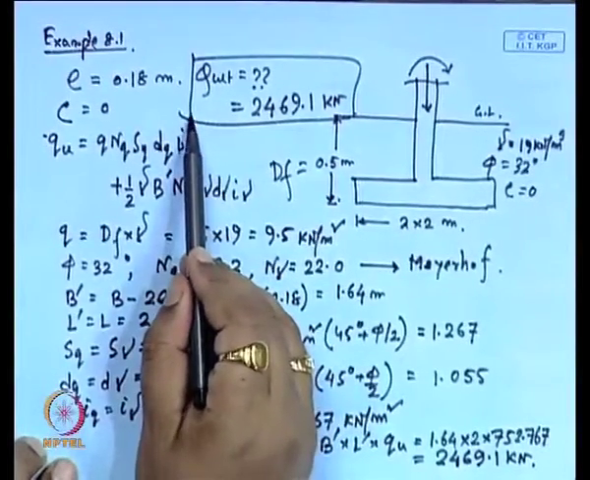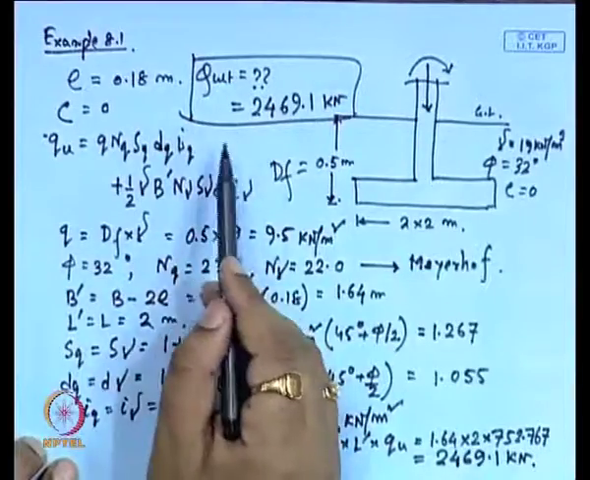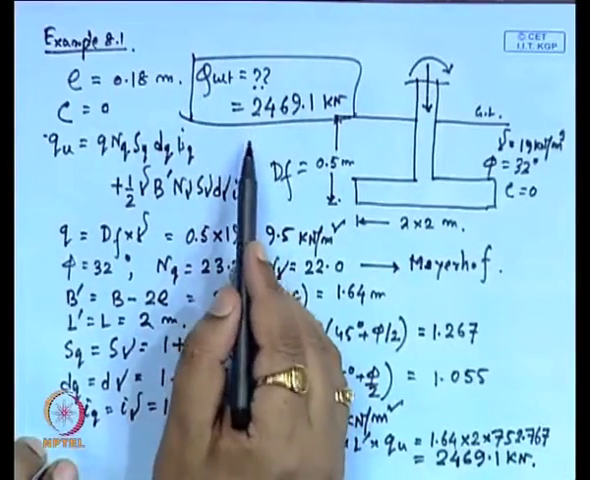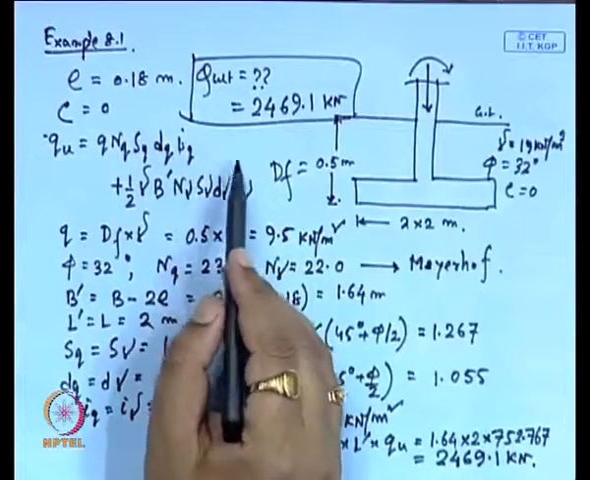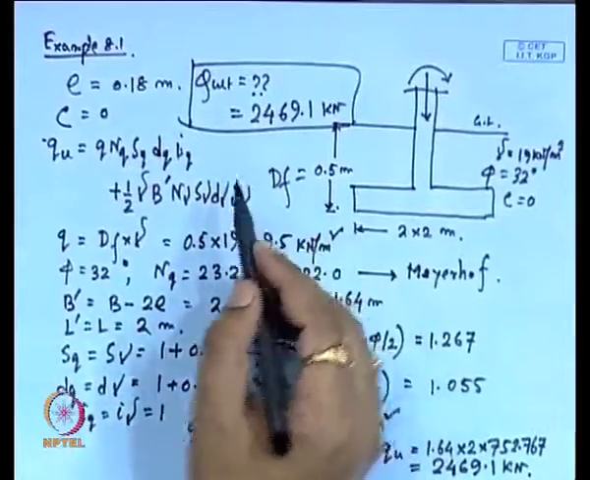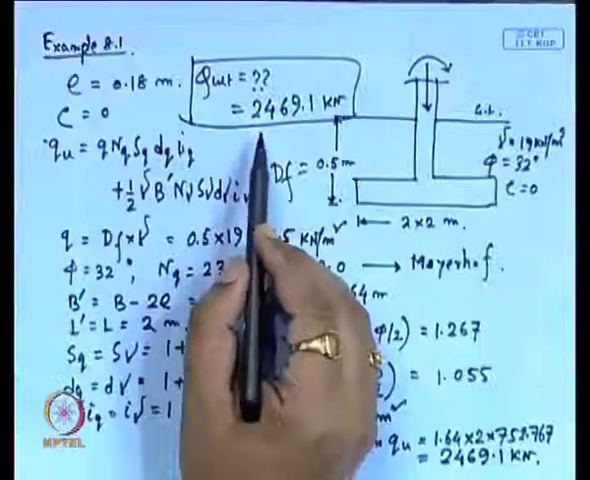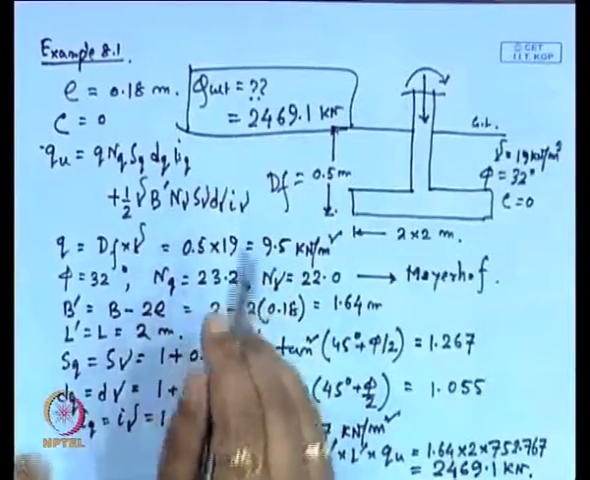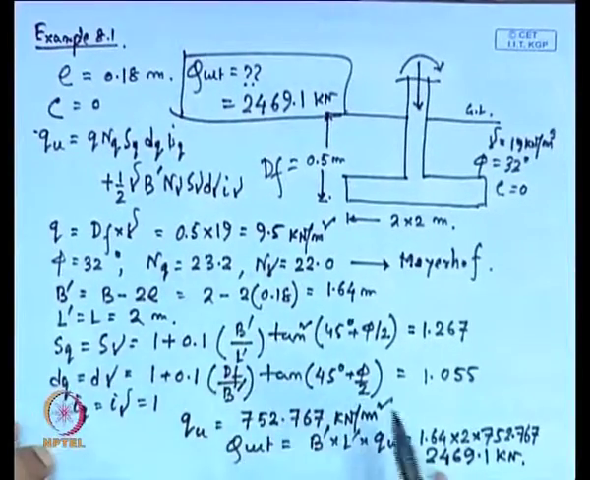Now, if we want to find the net safe bearing capacity of the footing or ultimate safe bearing capacity of the footing, then you have to apply the factor of safety, and I have already discussed how to calculate the net bearing capacity. So, in this way we can determine the value for the eccentrically loaded footing.